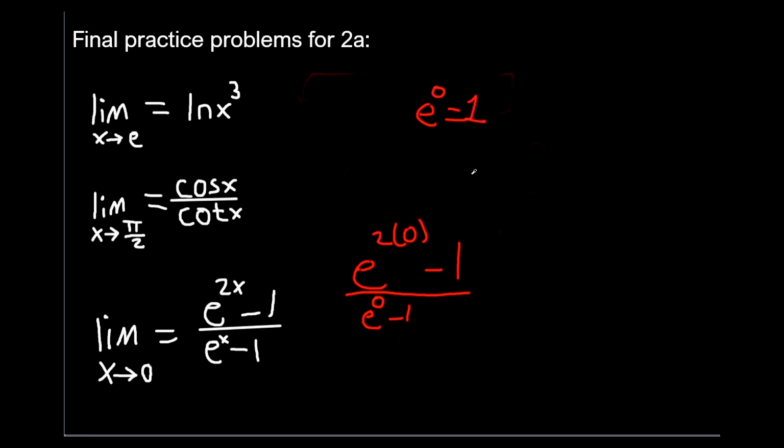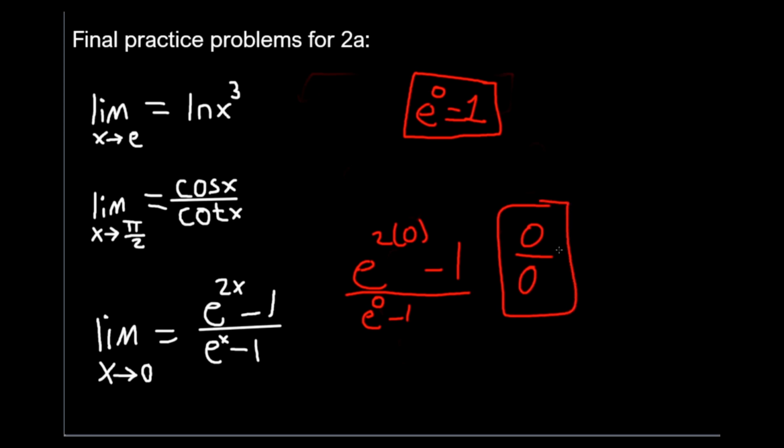So that is something you're going to have to know for this class. This is a pretty important thing you're going to need to know. So since e to the 0 is 1, 1 minus 1 is 0, and then e to the 0 is 1 again, so 1 minus 1 is 0. So we have our 0 over 0 again, so we're going to need to rewrite and whatnot.